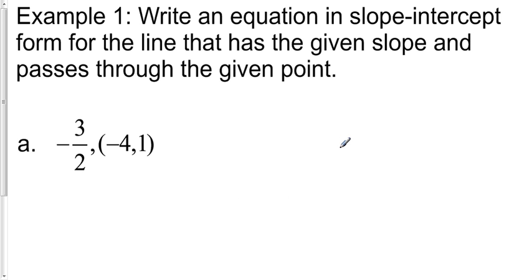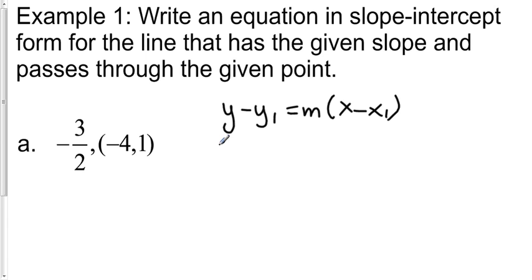So here's an example. We want to write an equation in slope-intercept form for the line that has the slope -3/2 and the point (-4, 1). I always like to start with point slope form. So I'll write it up here again. That was y minus y1 equals m times x minus x1.